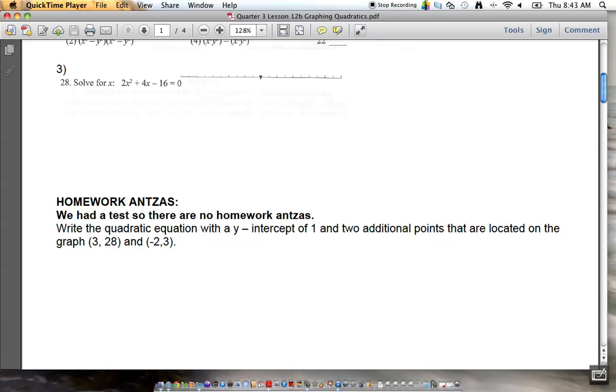2x squared plus 4x minus 16 equals 0. When we look at this, what's the very first thing we should always do? Common factor, very good. So I pull it out and I get x squared plus 2x minus 8 equals 0. Then I factor this: x plus 4 times x minus 2 equals 0.